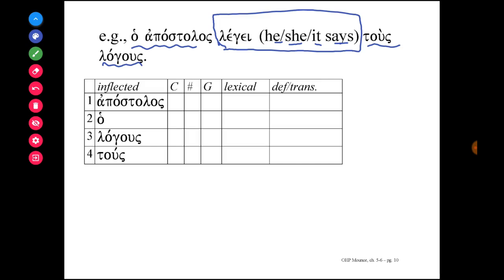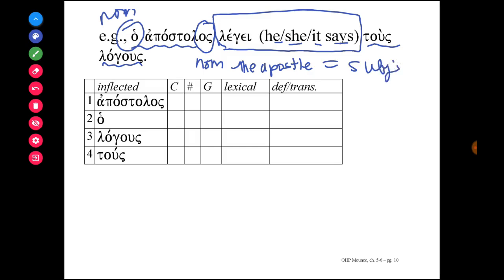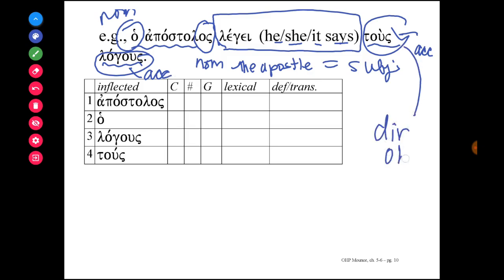So when I look at ha apostolos, I have a lot of clues here. One, that's a nominative ending. This is also a nominative definite article. Everything about ha apostolos says that the apostle is being used as the subject of the sentence because it's using the nominative ending and the nominative definite article. Whereas with tous logous, these are accusative endings. Logous is using an accusative ending. That tells me that they want to be the direct object of the sentence.